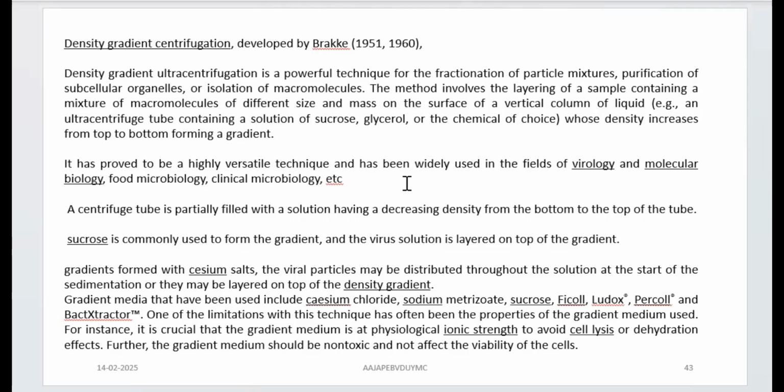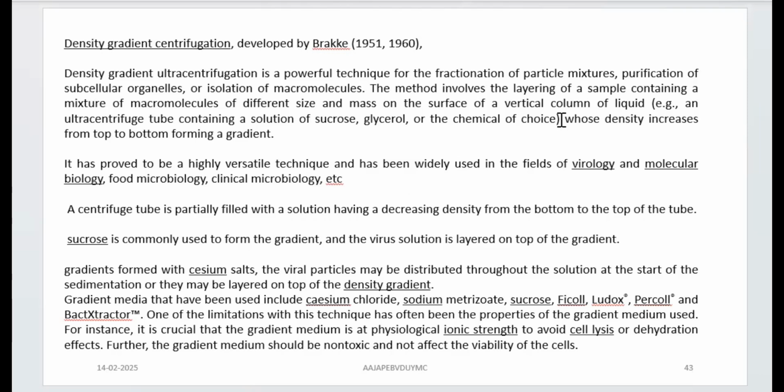What does gradient stand for? That is, concentrations are going to change. At the bottom of the tube, you have the highest concentration. At the top of the tube, you have the lowest concentration of the material that you have chosen to develop the gradient. The materials generally chosen include glucose, glycerol, or Ficoll, then cesium chloride, and so forth. We'll be talking about these various chemicals which are used.